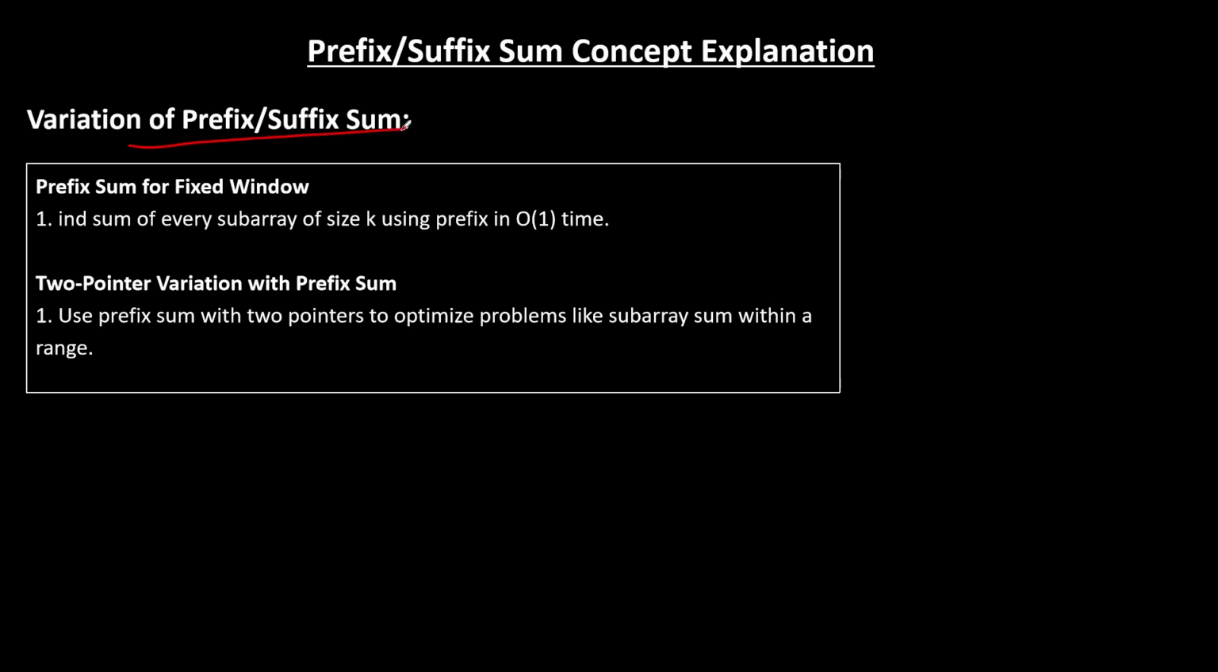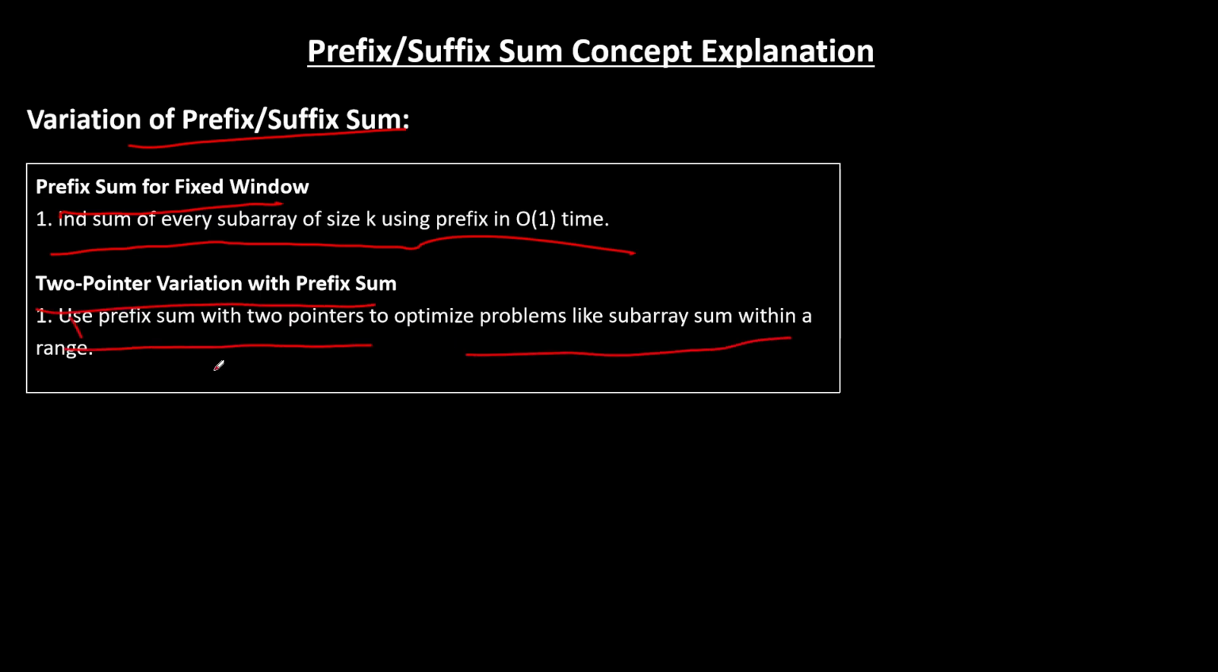Variations of prefix and suffix sum, right? Prefix sum of fixed window: get the sum of every subarray of size k using prefix in O of one time. And two pointer variation with prefix sum: use prefix sum with two pointers to optimize problems like subarray sum within a range.